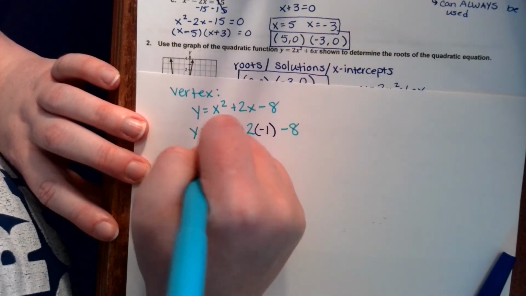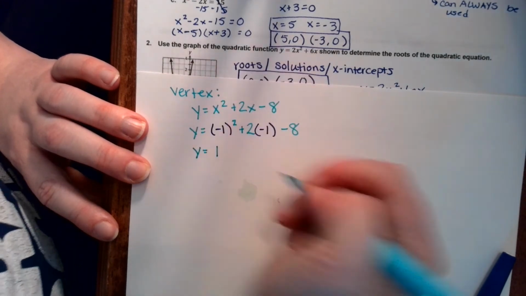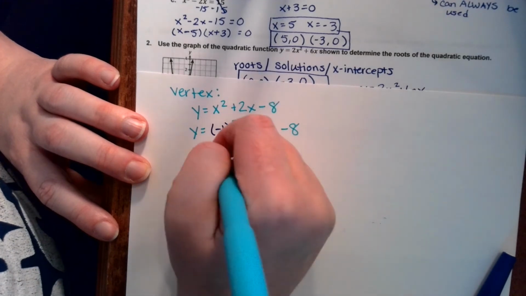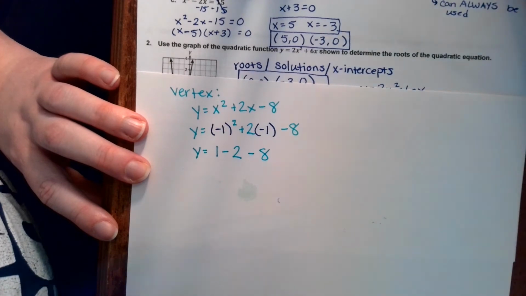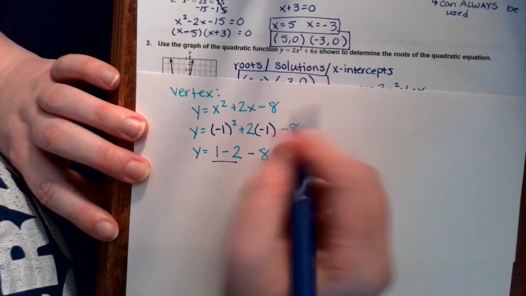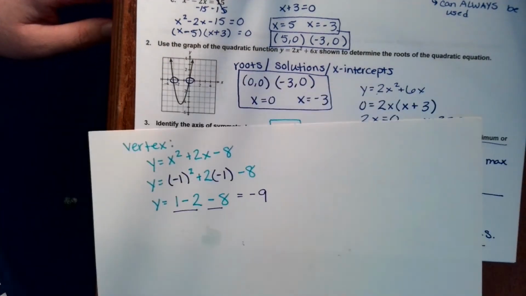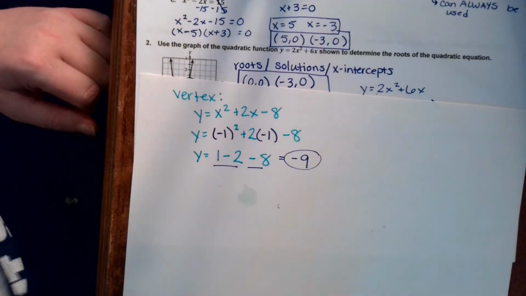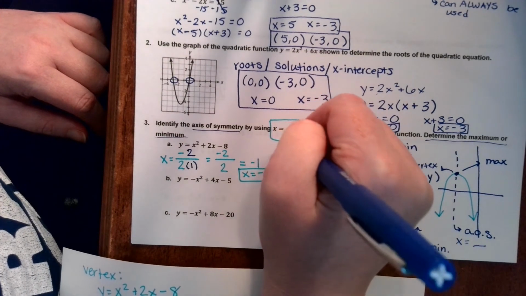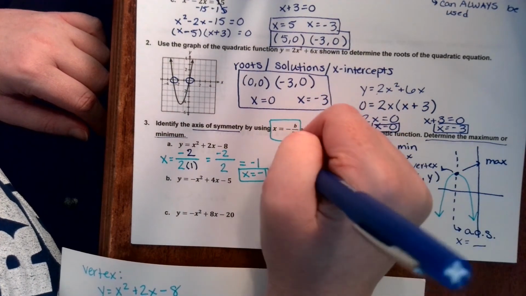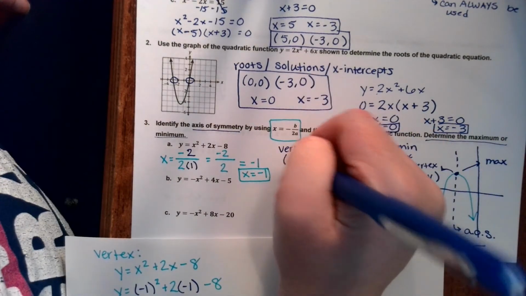Okay, so negative 1 squared. Well, negative 1 times negative 1 is positive 1. 2 times negative 1 is negative 2. And then I'm just going to bring down that negative 8. So 1 minus 2 is negative 1. Minus 8 is negative 9. So negative 9 is not my vertex. My vertex is the x and y coordinate together. So we'll put vertex, and we're going to do negative 1, that was our x value, and then negative 9.